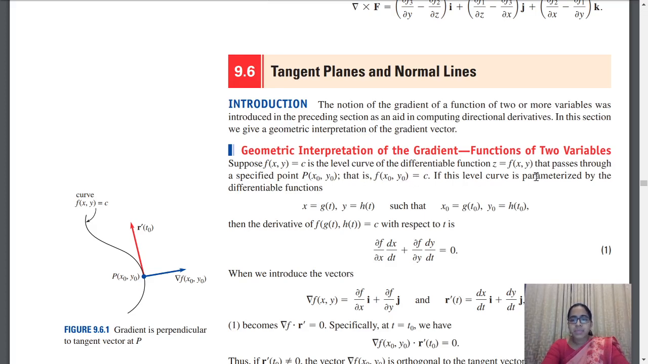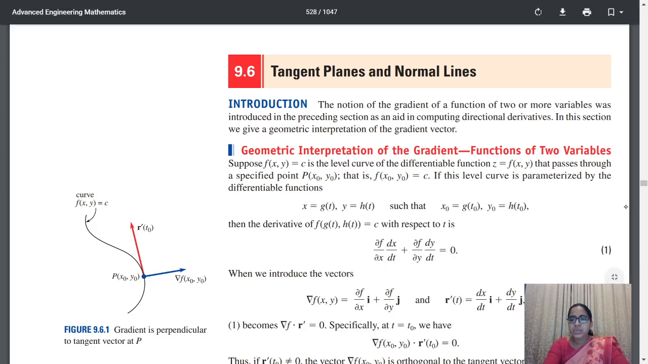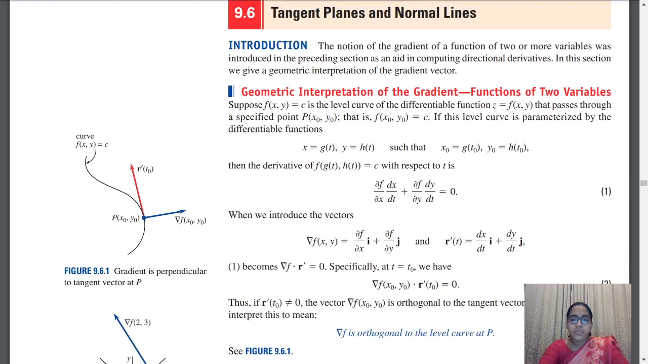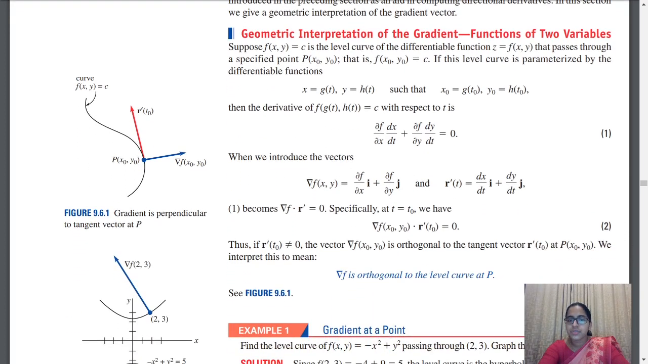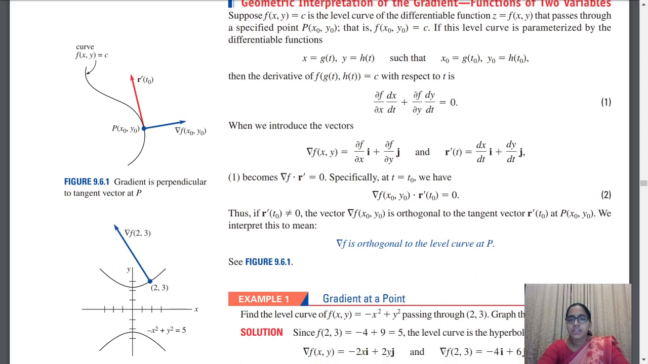Now we are parameterizing this level curve by x = g(t) and y = h(t), such that x₀ = g(t₀) and y₀ = h(t₀). We will derive the equation, and we obtain ∂f/∂x · dx/dt + ∂f/∂y · dy/dt = 0. Now as we introduce these vectors, grad f and r'(t), we can see that grad f(x₀, y₀) · r'(t₀) is 0. That is, grad f is orthogonal, or perpendicular, to the level curve at the point.